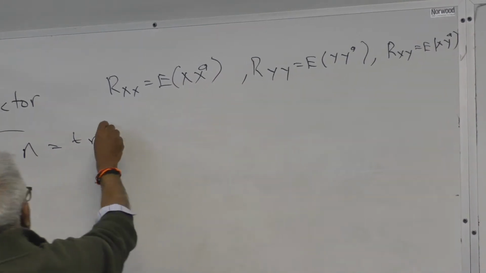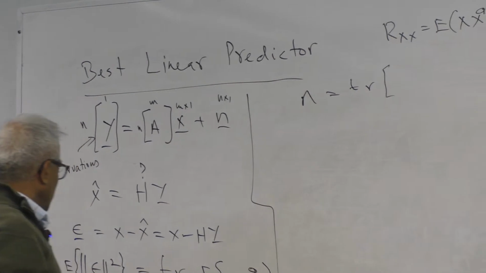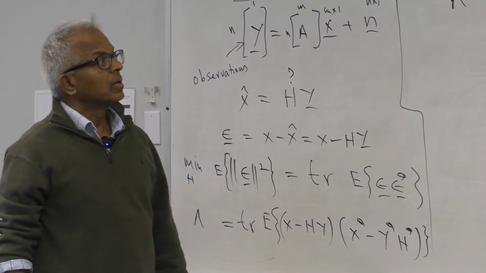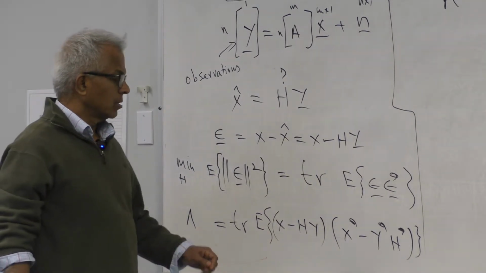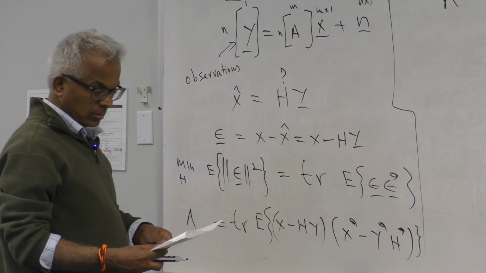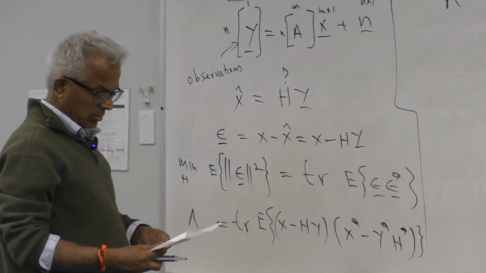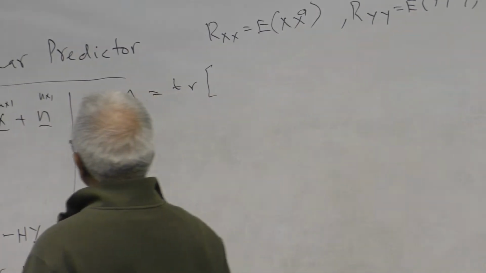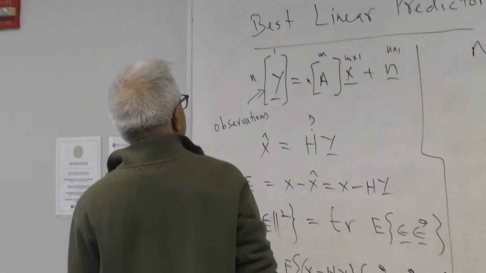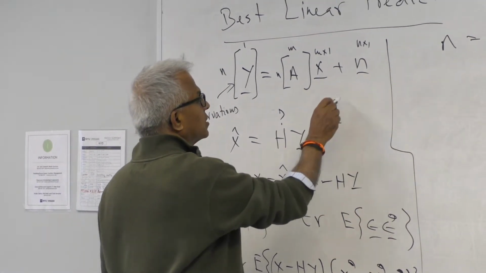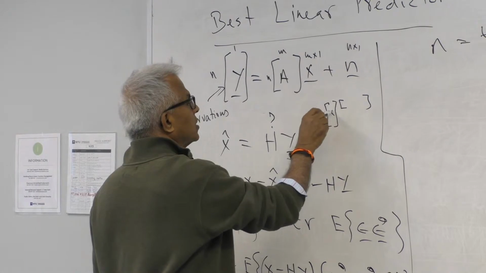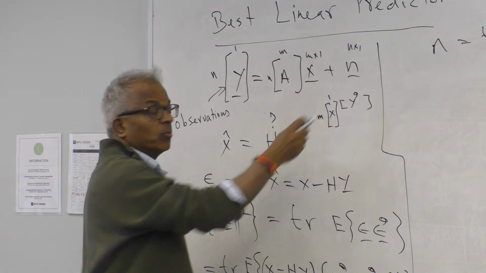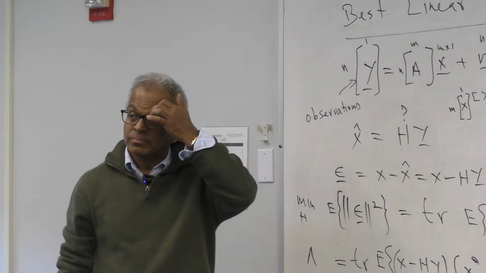So using this, I can expand this now. So look at here, expected value of xx transpose, yes? X is like this, and Y will be, this is X, Y transpose. So what was the dimension? M by 1. So this will be 1 by N. Fine?